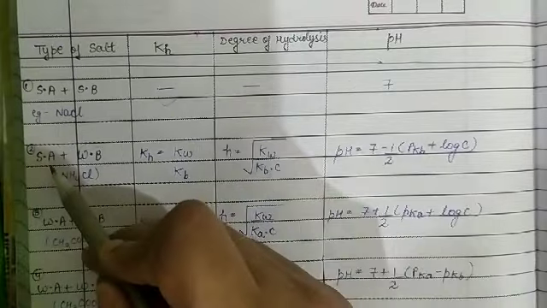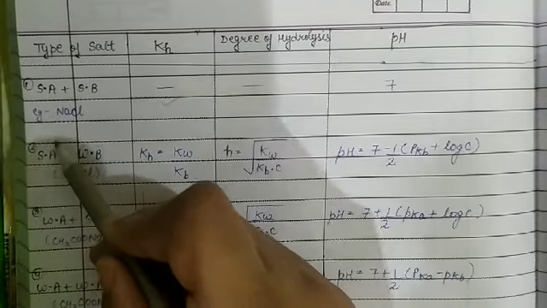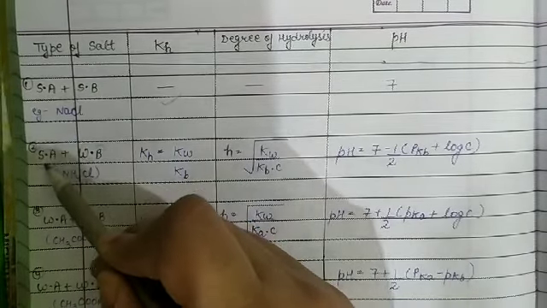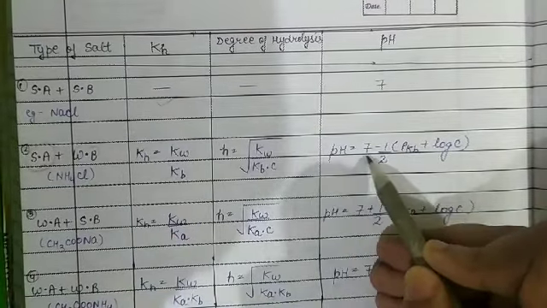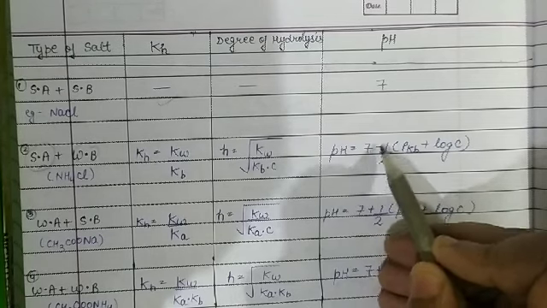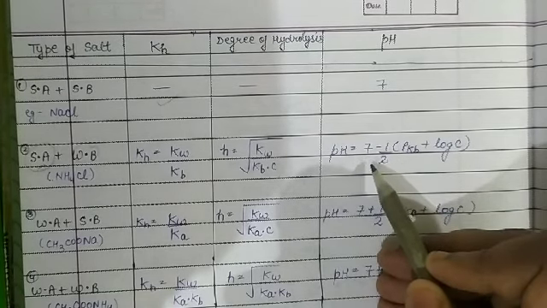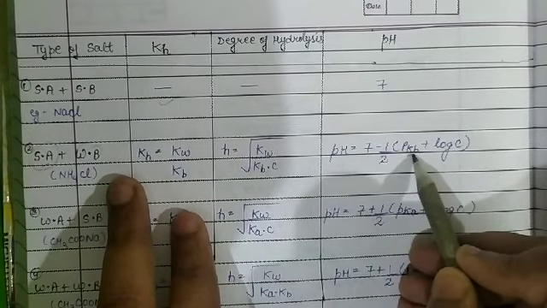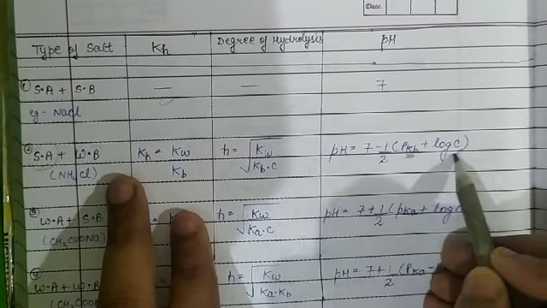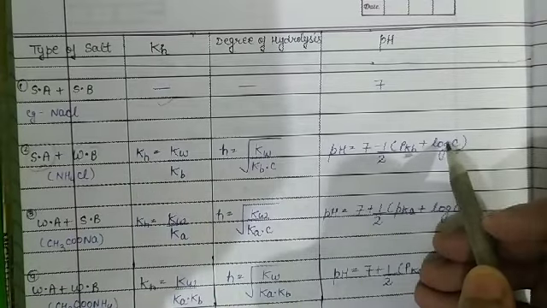As in this case of salt, the strong part is acid. It means pH must be less than 7, therefore pH is equal to 7 minus half, because of strong acid, and the weak part is base, therefore half of pKb, plus log of C. C is the concentration of salt.